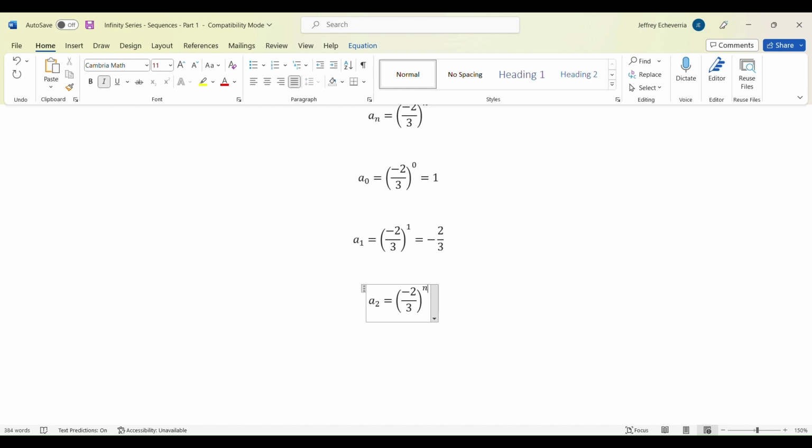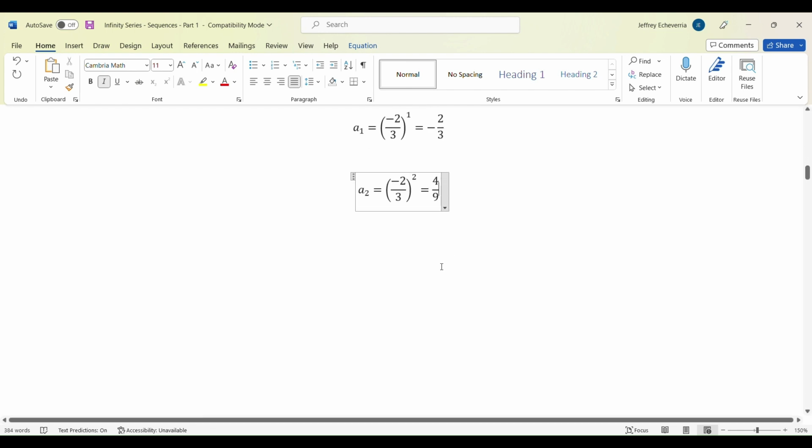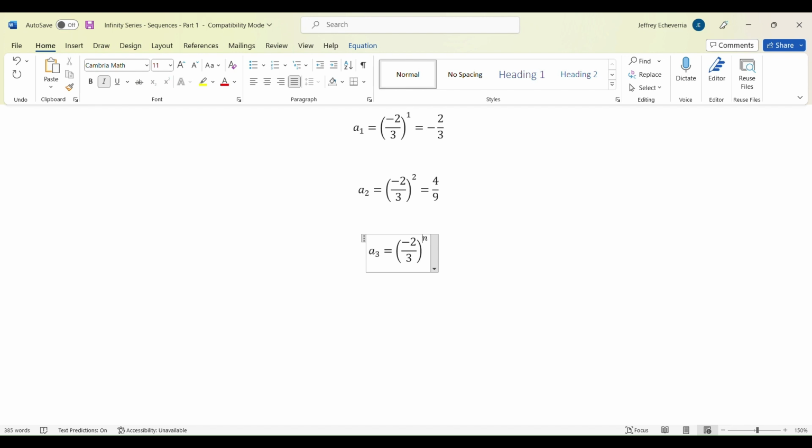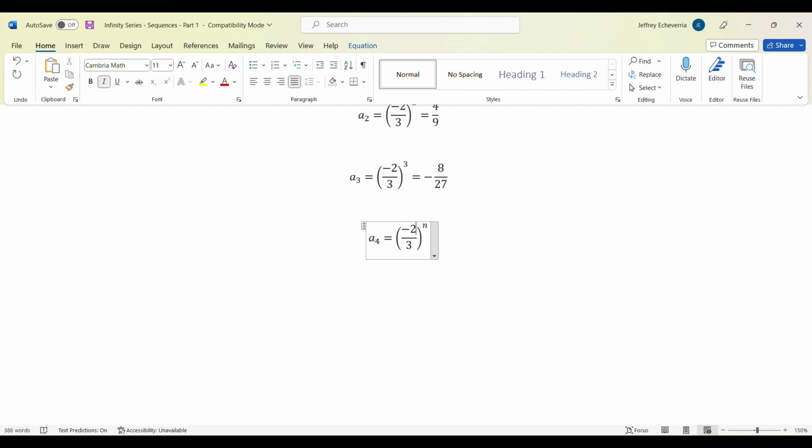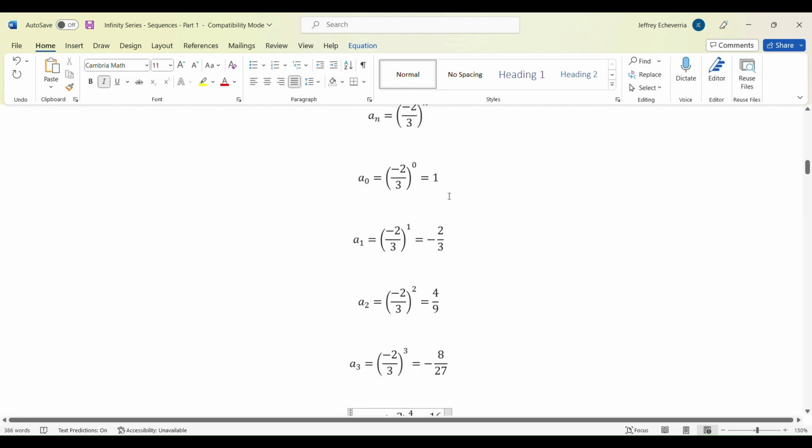As we scroll down a little more, we'll do a sub 2. So that leads us to 4 over 9. Now we'll go on to a sub 3, which will be negative 8 over 27. And finally, a sub 4, which will give us 16 over 81. So we have all our first 5 terms starting from 0.